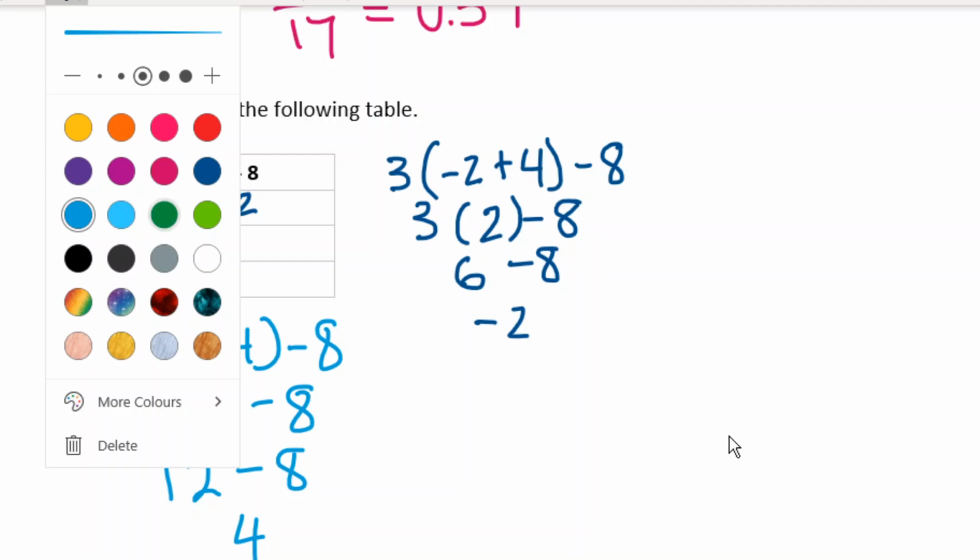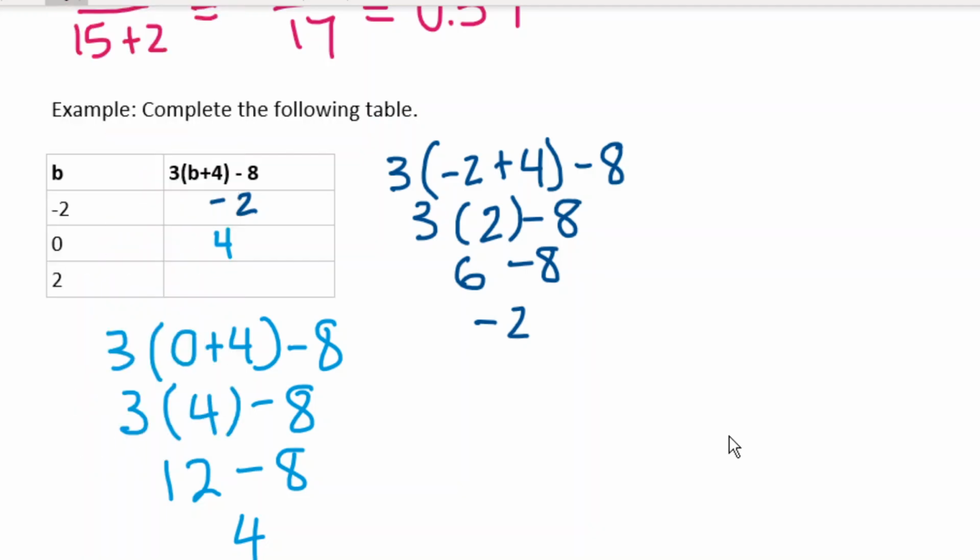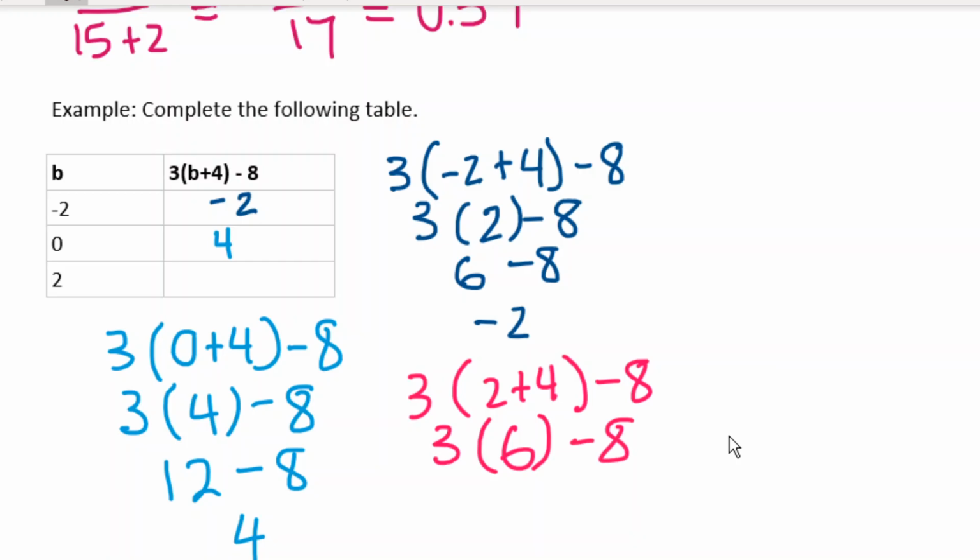And then we have one more to do. Phew, we're almost done. Let's see if I can fit this one in right here. 3 times 2 plus 4 minus 8. 2 plus 4 is 6. 3 times 6 is 18. And 18 minus 8 is 10. So that's how you would do one that's just written in a table like that. It's just a different way that we can hide more questions in one and that we can smush things together.